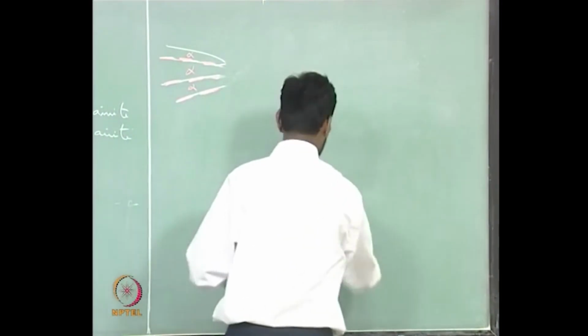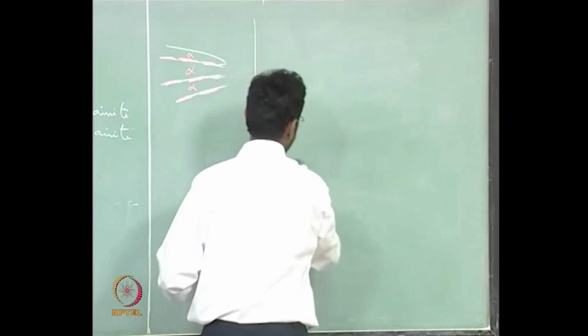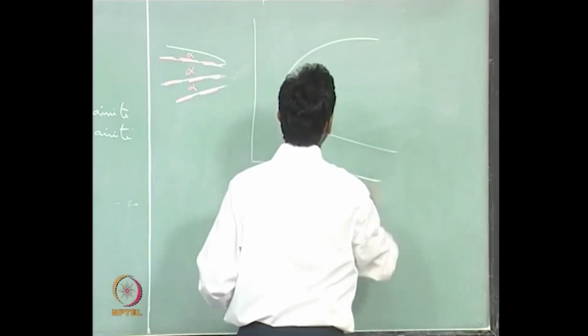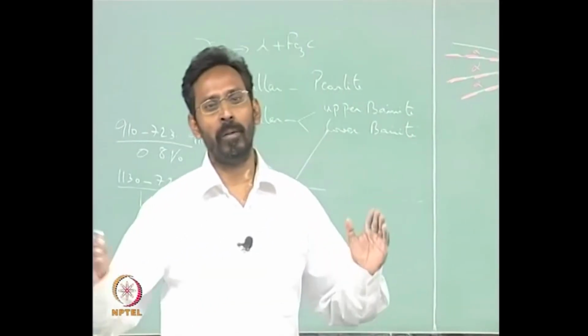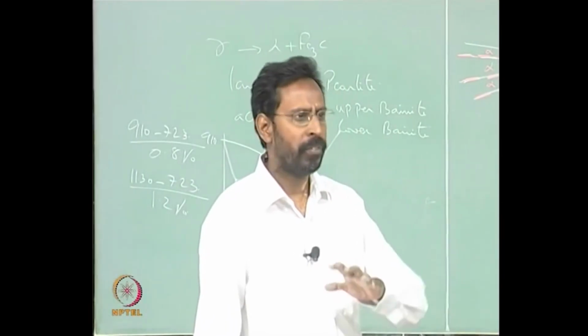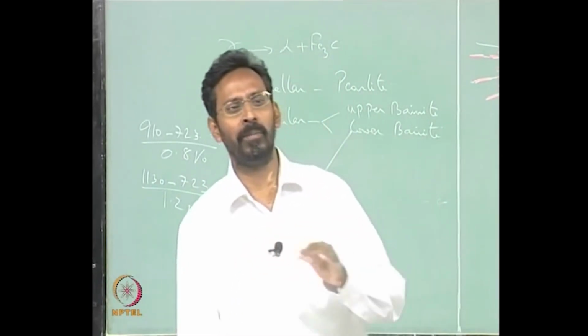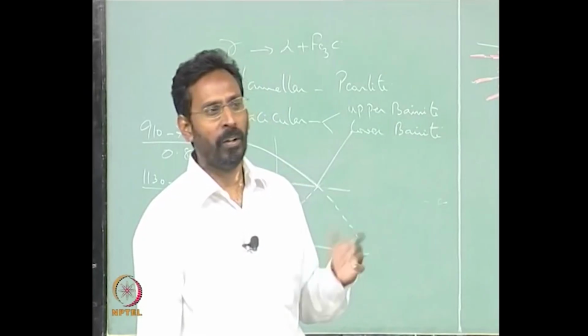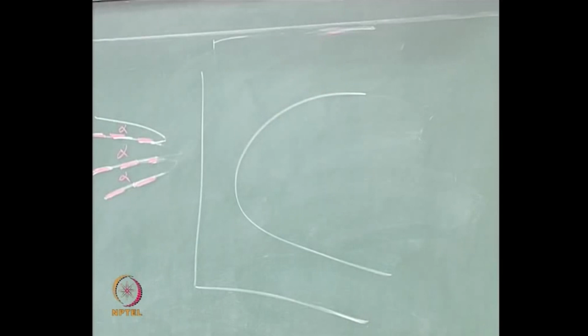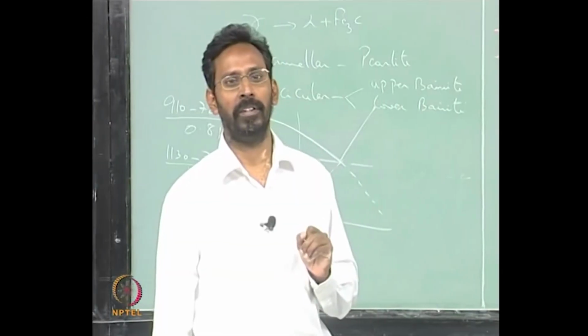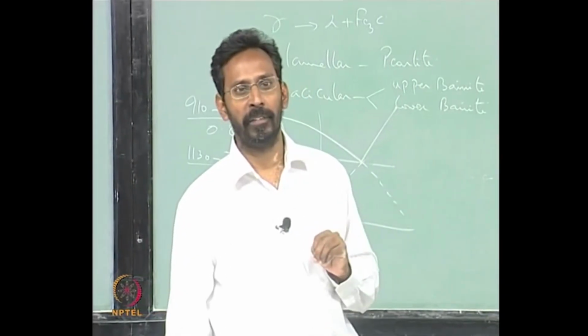in principle, if this is the TTT diagram for a 0.8% carbon steel, I am only drawing the start of transformation. If I take, let us say, 0.4% carbon and 1.2% carbon, so I decreased by 0.4 and I increased by 0.4, look at the TTT diagram. How will it look? How will the start of transformation, that curve, look like?